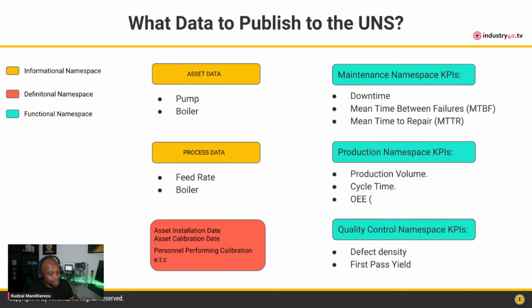Again, in the same argument, quality control is also information that could live inside your unified namespace. So as you can already tell, this is a list that is not exhaustive, but designed to give you an idea of exactly what sort of information would live in the unified namespace.